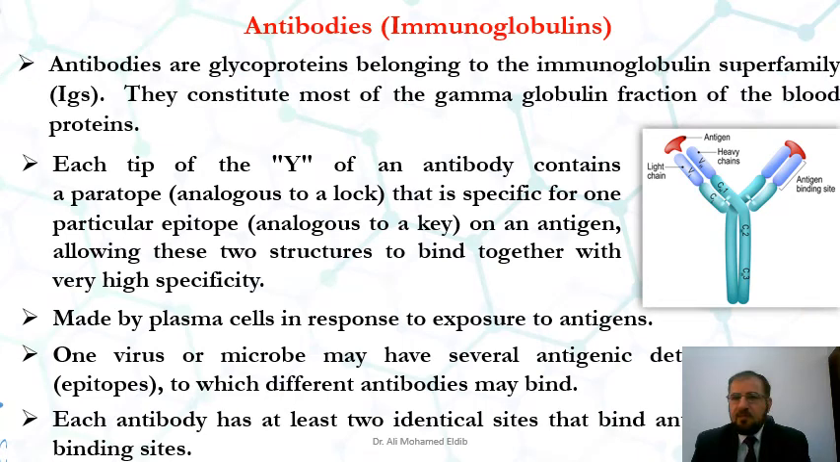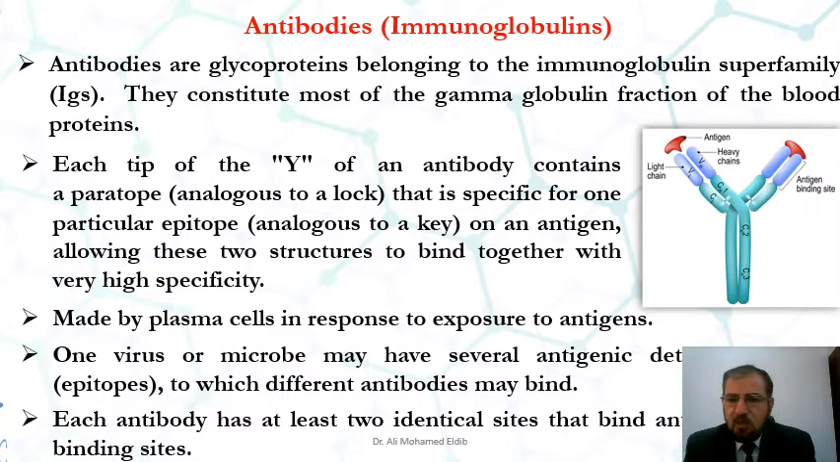The antibodies or the immunoglobulins. So the antibodies or immunoglobulins are glycoproteins belonging to the superfamily Igs or immunoglobulin family. They are a type of gamma globulins. You know that globulins contain alpha, beta, and gamma, and these antibodies or immunoglobulins belong to the gamma globulin fraction.